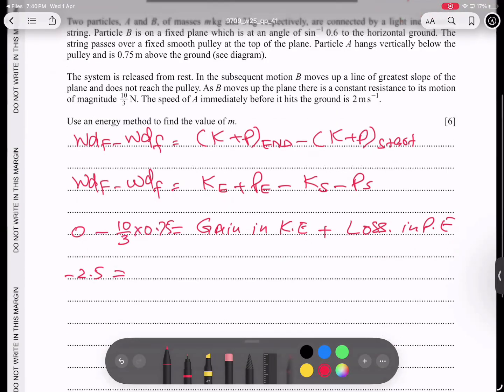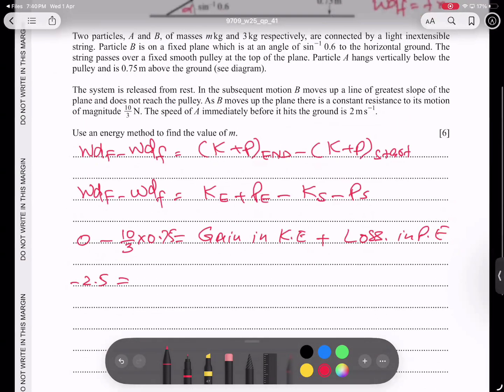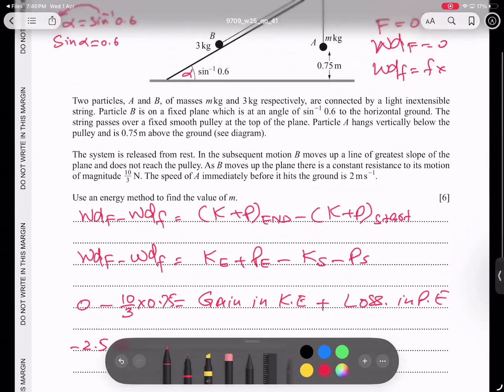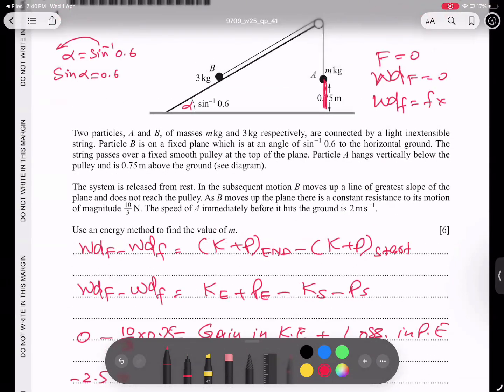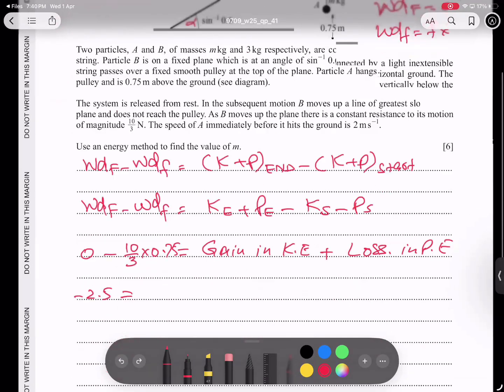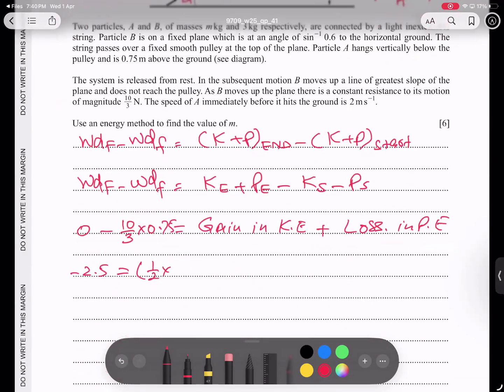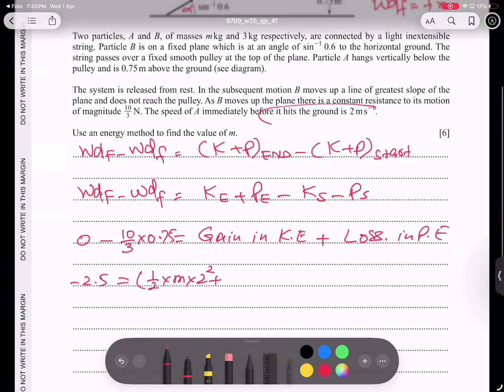Now students, let's proceed to the gain in kinetic energy. How to get this one? As it's speeding up, it has a gain. So let's find half mv square. I'm writing here half m v square. Why v square? Because we are just hitting the ground.